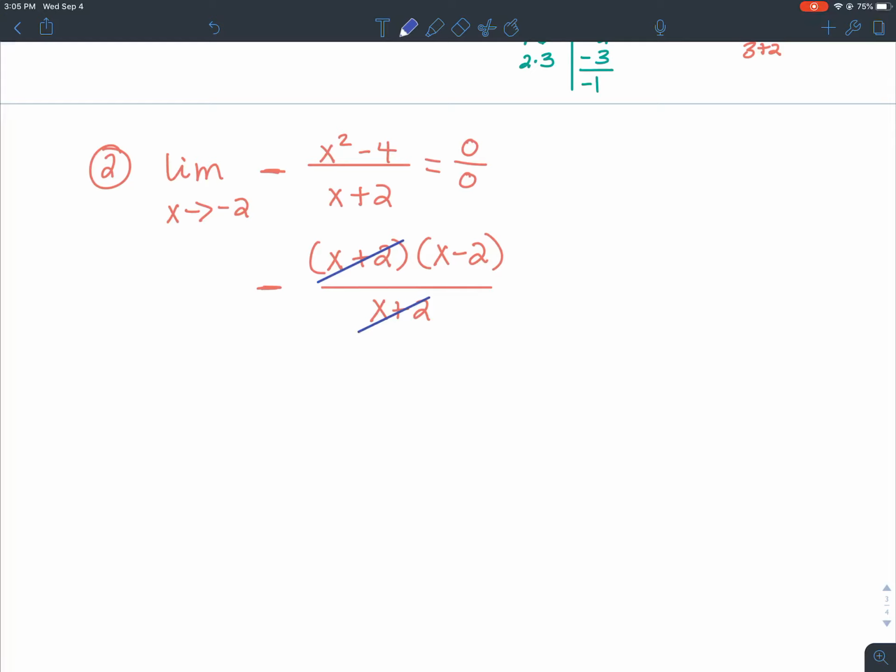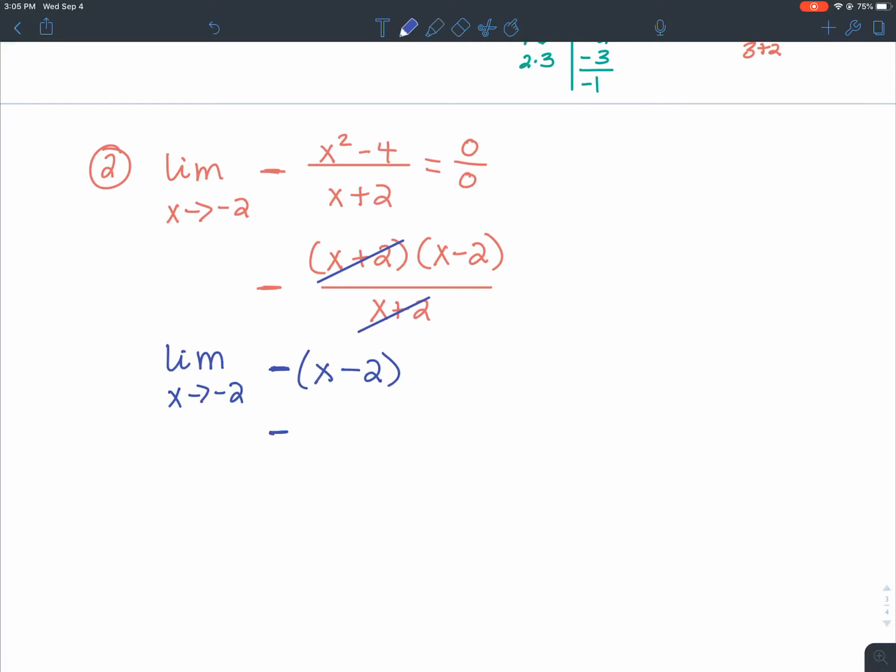Once I cancel, now I'm going to rewrite my limit. Again, don't have to do this, but I do like to show it. I still have that negative. So since there's a negative, I'm going to keep that factor in parentheses because it's being multiplied by a negative. All right? So once you factor, once you cancel, your very last step is plug in. Hopefully I say it enough that you're going to start saying it in your dreams.